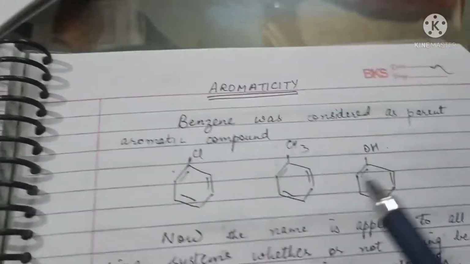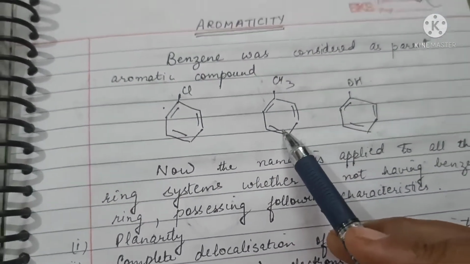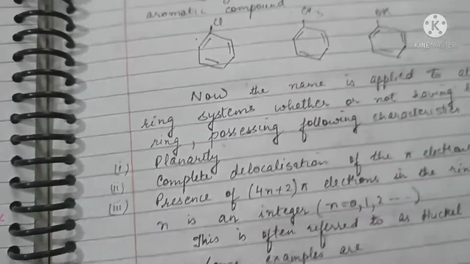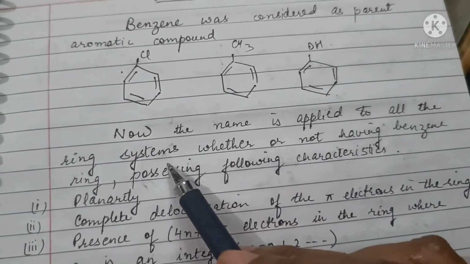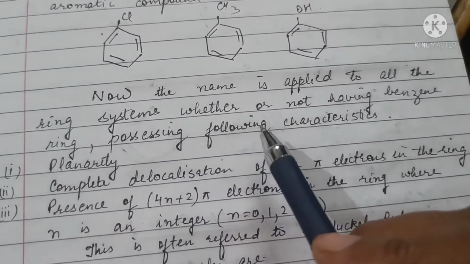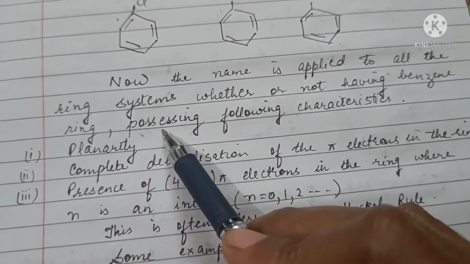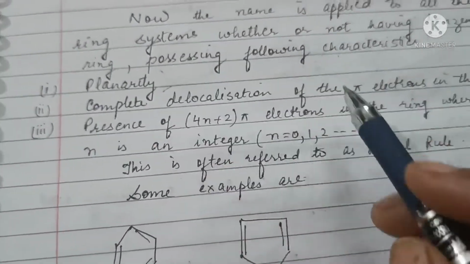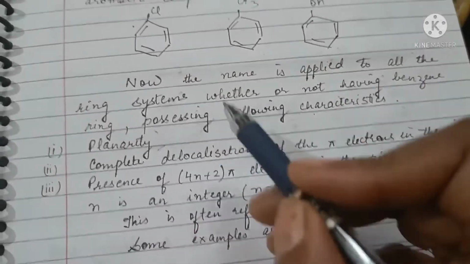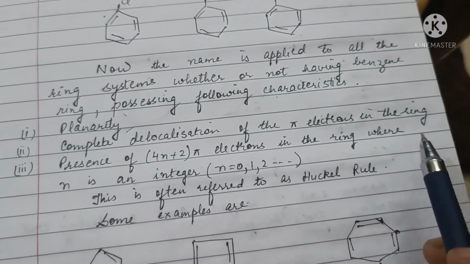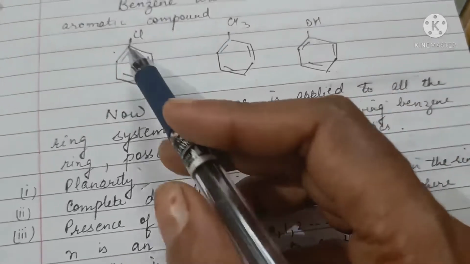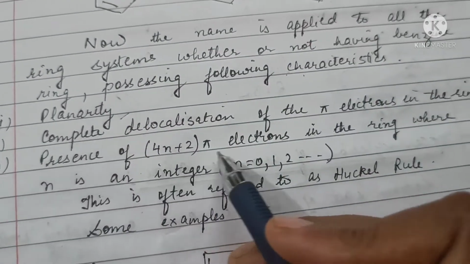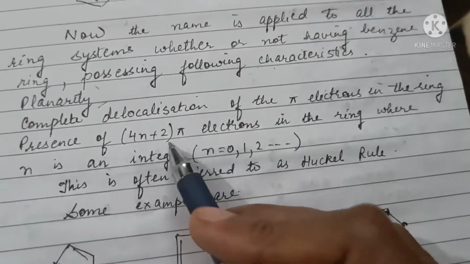So aromatic compounds can be said to be divided into 2 classes, benzenoids and non-benzenoids. Now, any ring system which is showing aromaticity may or may not have a benzene ring, but it should possess the following characteristics. Planarity, it should be planar. The pi electron cloud should be completely delocalized in the ring, and the compound should obey a 4n plus 2 pi electron rule, which is called Huckel's rule.